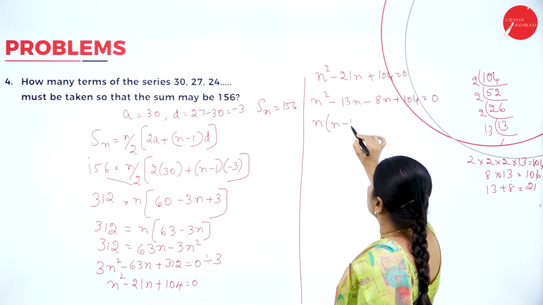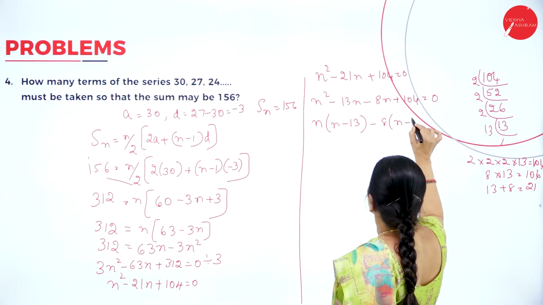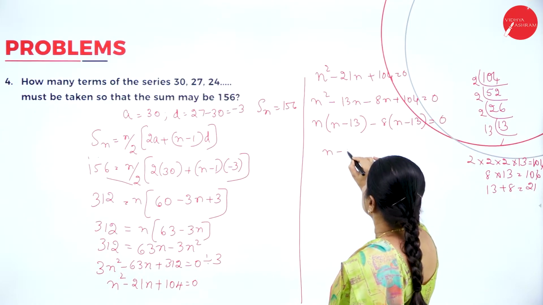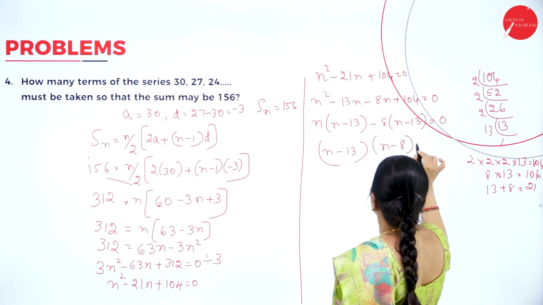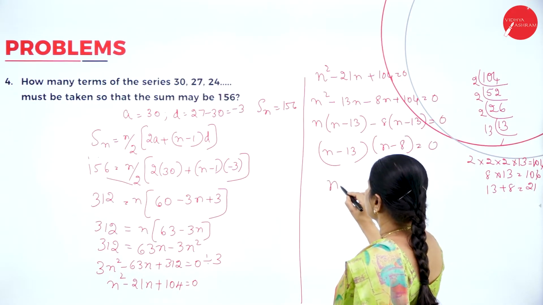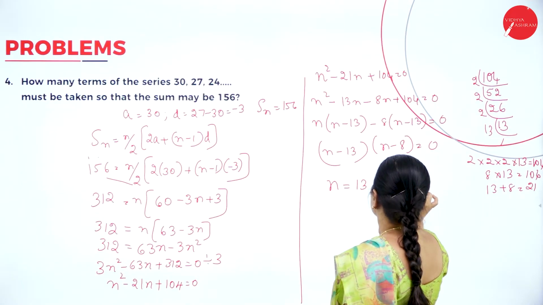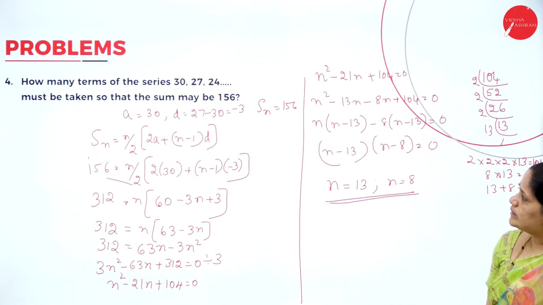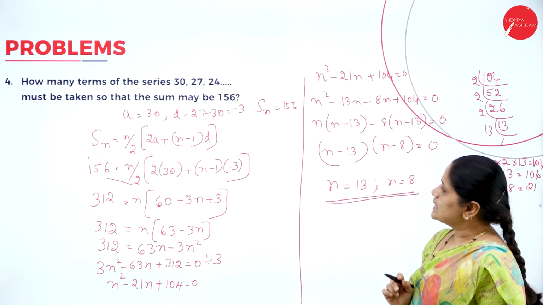n is common, n minus 13 minus 8 is common. So n minus 13, n minus 8 equals 0. n equals 13 or n equals 8 is the answer. So how many terms should be taken? So n equals 13 or n equals 8.